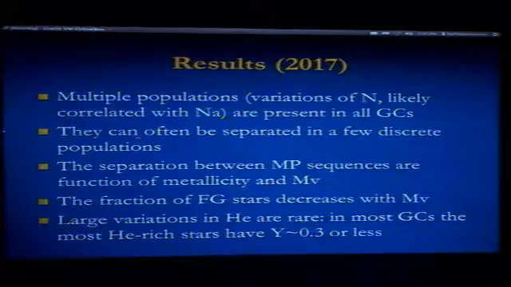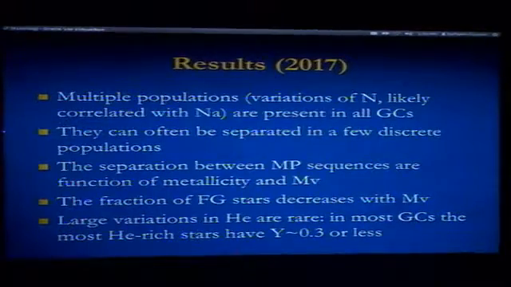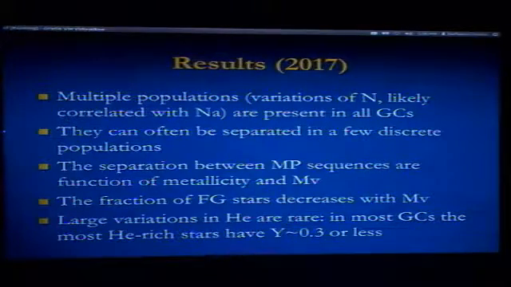In many cases, especially using photometry where the populations are larger, we can clearly separate a few discrete populations. And this is something which is not obvious. It's telling you something about the mechanism. You have really different groups of stars with different composition. It's not simply a smooth distribution.